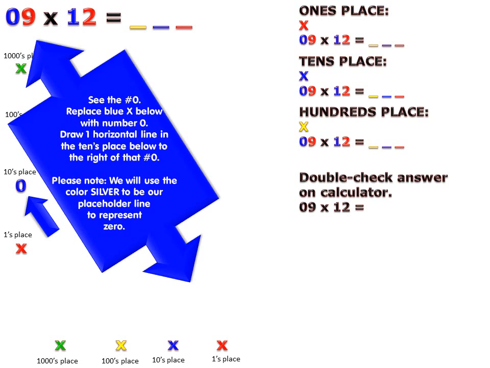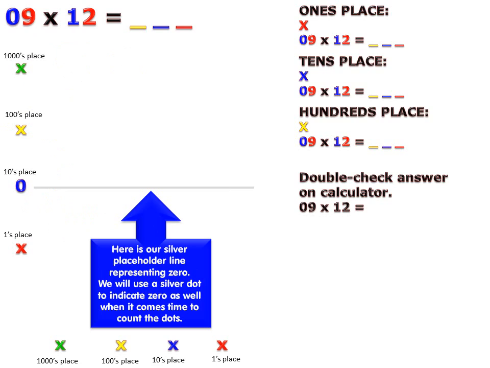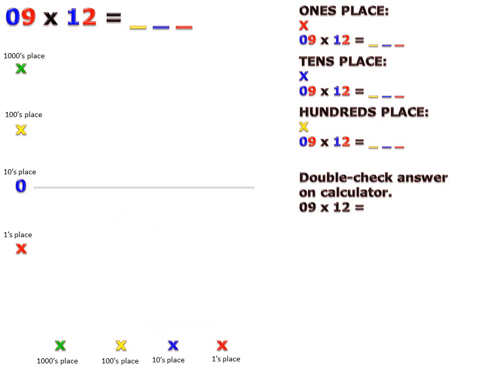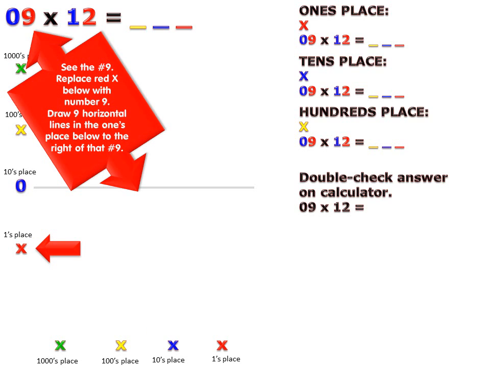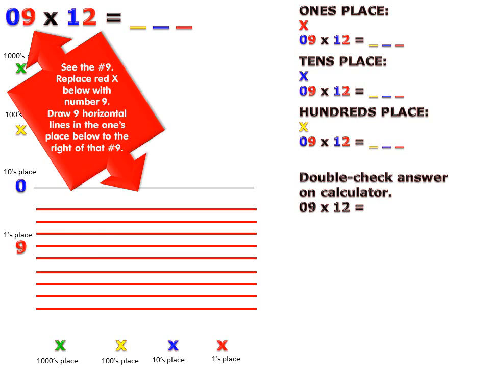Now the 0 has been written in. We've now drawn in 1 horizontal silver line in the tens place representing 0. See the number 9? Replace the red X below with the number 9. Then draw 9 horizontal lines in the ones place below to the right of that number 9. The number 9 has now been written in. The 9 horizontal red lines have now been drawn in the ones place.